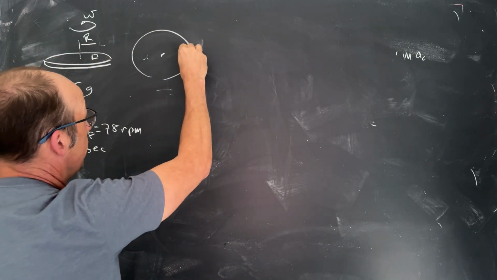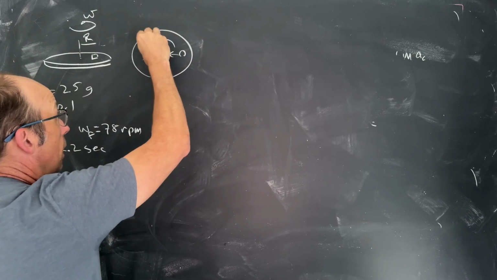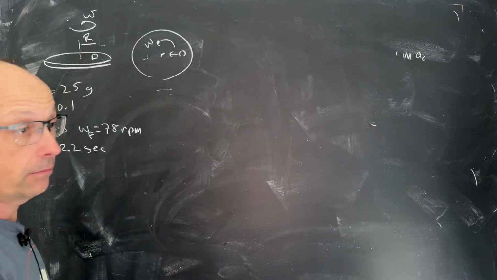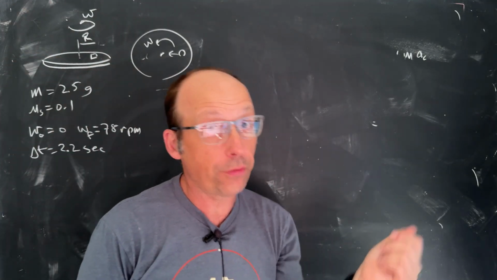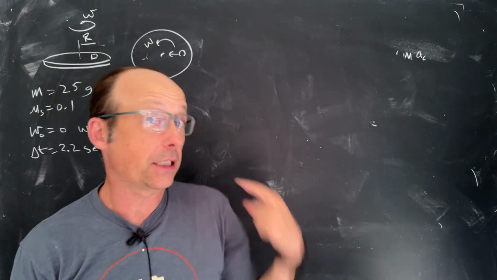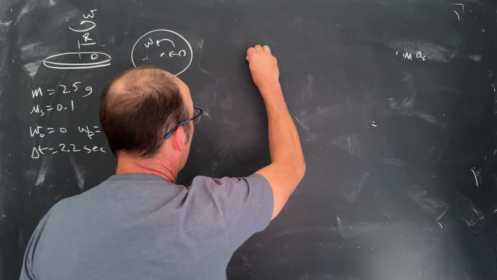Here's my coin right there, and so there would be a friction force this way, and then it's rotating that way. Now, that's a Newton's second law problem. We're dealing with forces, we're dealing with acceleration. It's accelerating because it's moving in a circle. So let's go ahead and draw a force diagram for the coin.